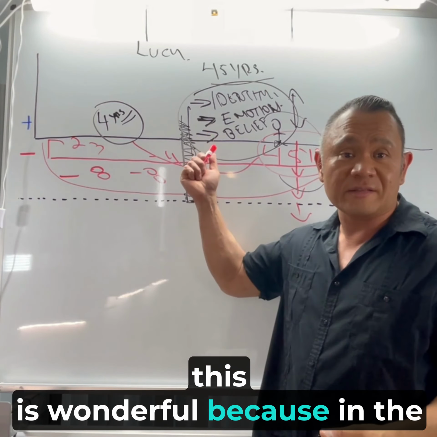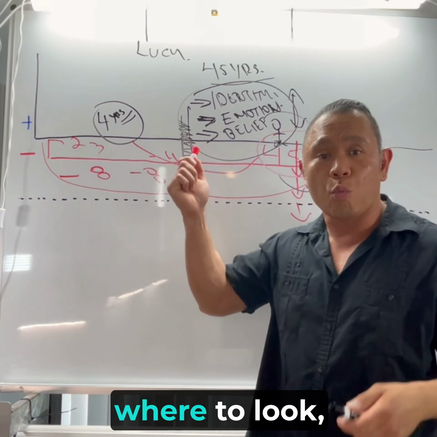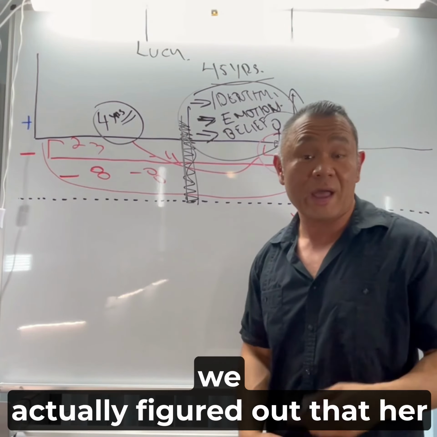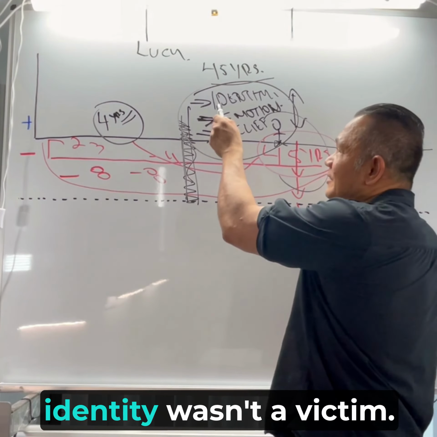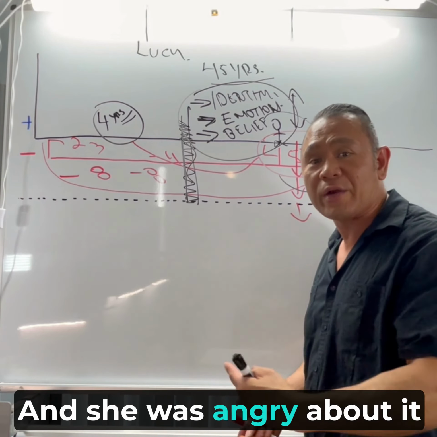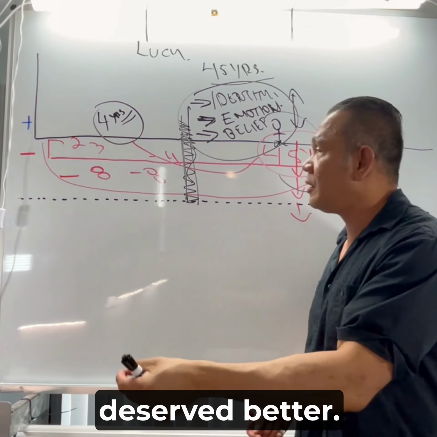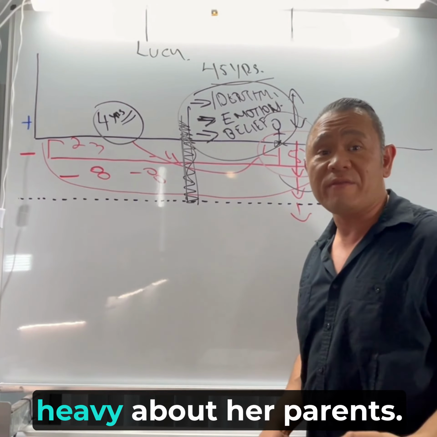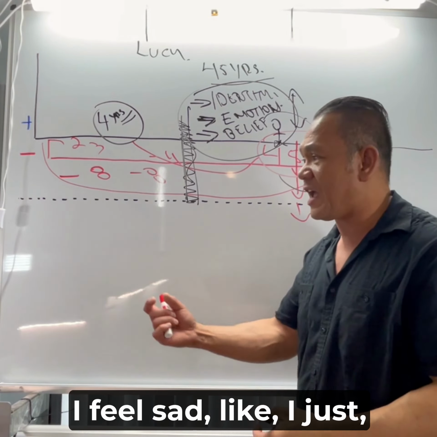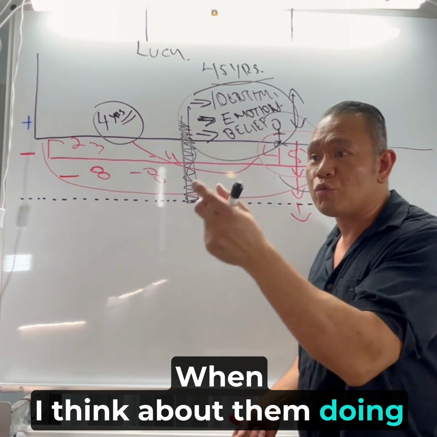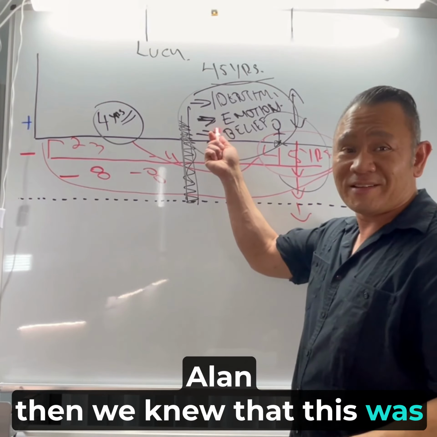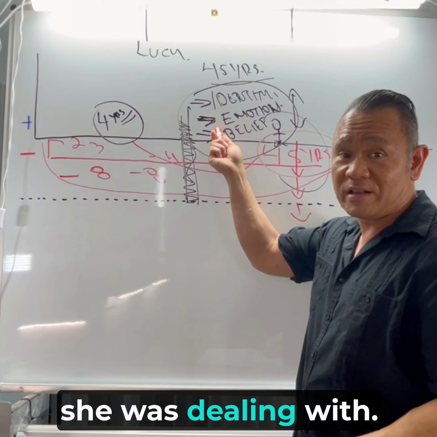I think this is wonderful because if you know where to look, then you know what to unravel. In Lucy's case, we actually figured out that her identity wasn't a victim. She actually believed that it just happened to her, and she was angry about it because she thought she deserved better. Her emotions were extremely heavy about her parents. And what she consistently said, like, I just feel angry, I feel sad, like I can't, when I think about them doing this, this, and this, I can't shake it, Alan. Then we knew that this was the number one challenge that she was dealing with.